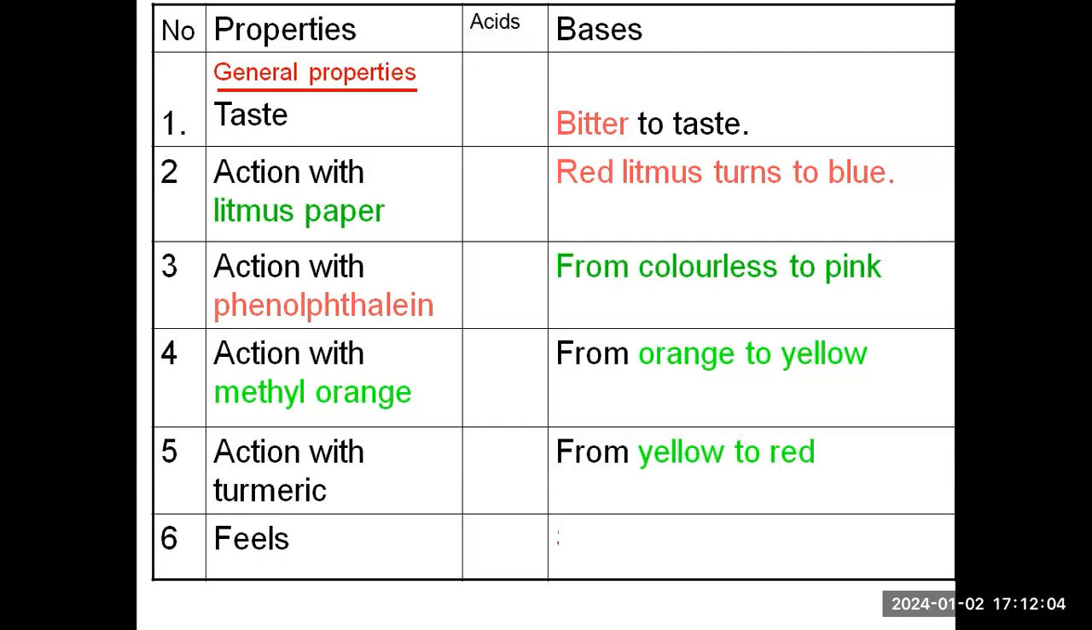And finally, when you feel them with your fingers, they will feel soapy because soap has base in it. Soap is made out of base. So these are the general properties of bases.